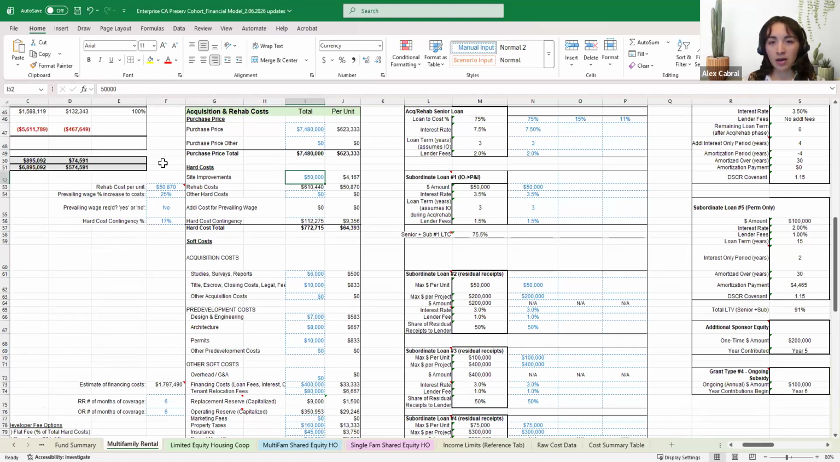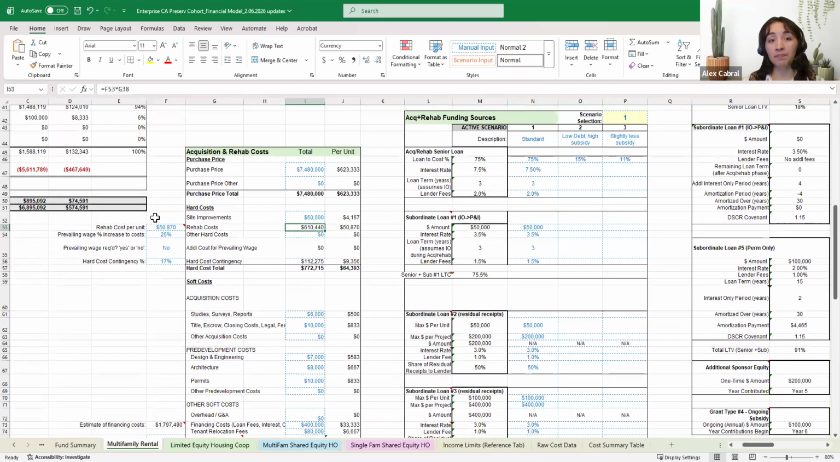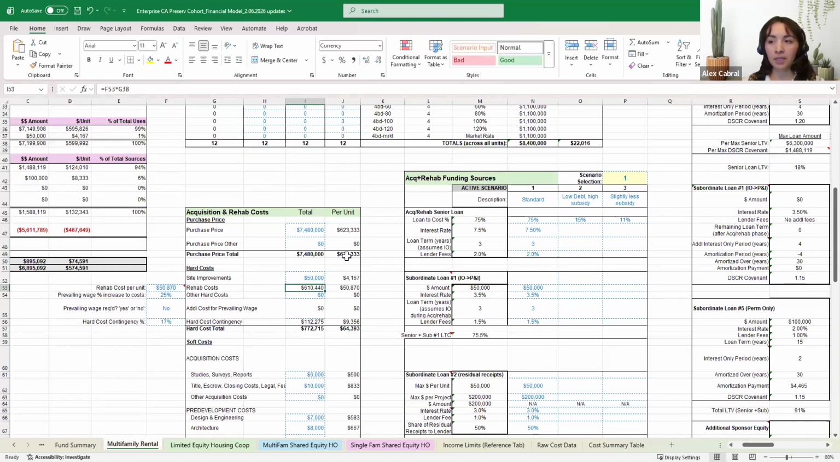Also note that there are blue cells on the left here. These influence some hard calculations here. For example, for this model, we structured it so that the rehab cost per unit would be the same for every unit, acknowledging that if a unit's bigger, it likely will have a bigger cost. Here, just for ease, we're asking for an average rehab cost per unit, and that'll automatically populate here with the number of units in the project.